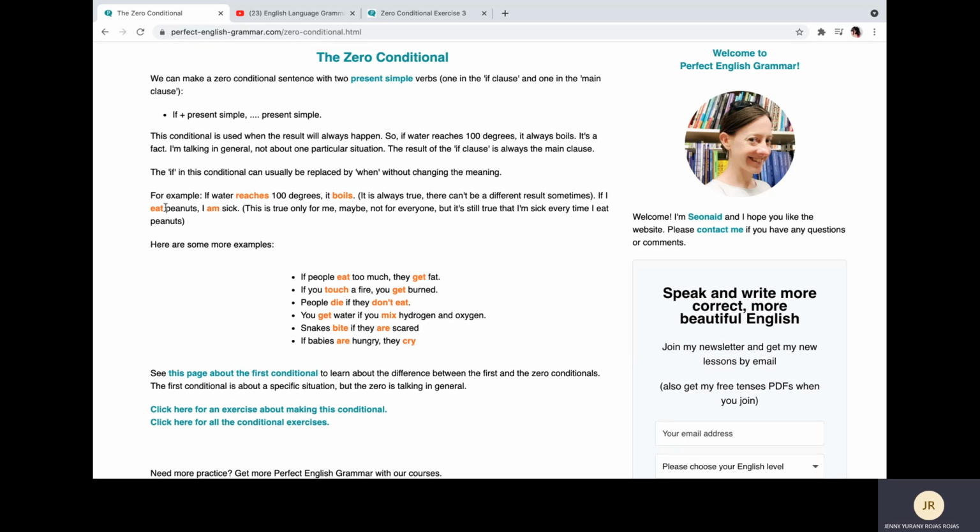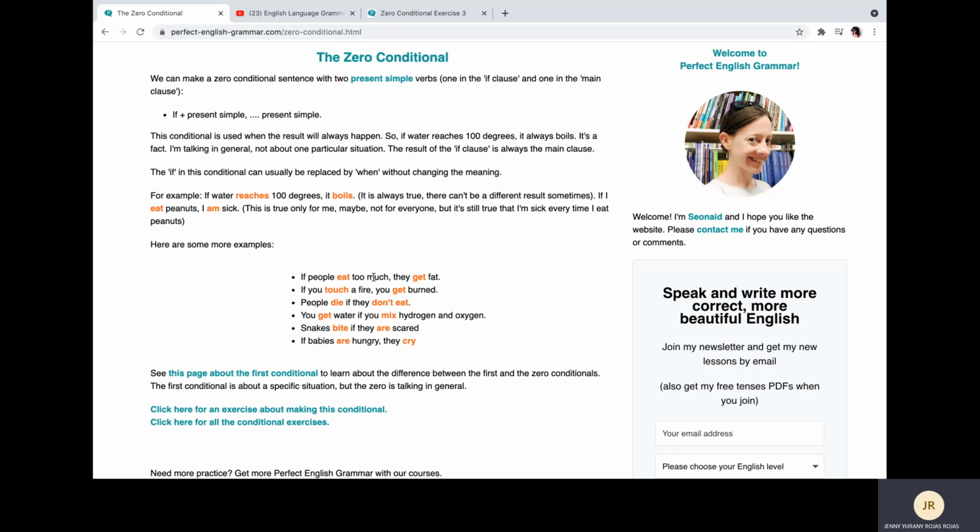If I eat peanuts, I'm sick. Entonces, si yo como maní, me enfermo. This is true only for me, maybe not for everyone, but it's still true that I'm sick every time I eat peanuts. Entonces, ¿qué quiere decir? Que nosotros podemos utilizar este condicional, y es a lo que quiero que lleguemos, cuando hablamos de hechos reales que ninguno puede modificar, pero también lo puedo utilizar en mi vida, ¿sí? Entonces nos daban una oración, yo me enfermo cada vez que consumo este alimento. No es una verdad para todos, pero sí es una particularidad para alguien y viene siendo real.